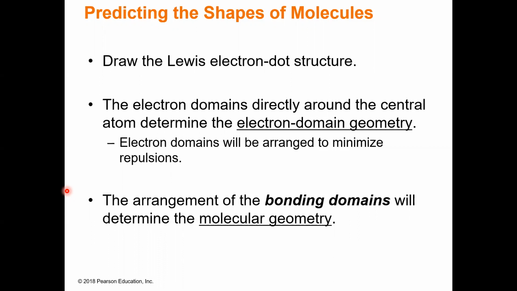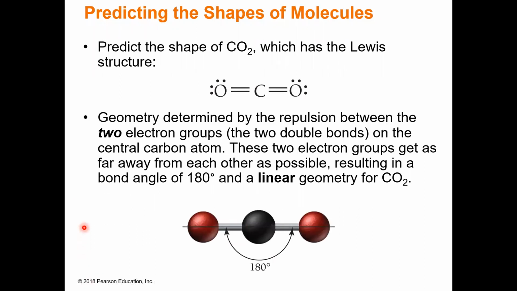After we have our electron domain geometry, we then cover up the electron pairs to see what the bonding domains make for their molecular geometry. Let's see for CO2 what the electron domain geometry and the molecular geometry is.